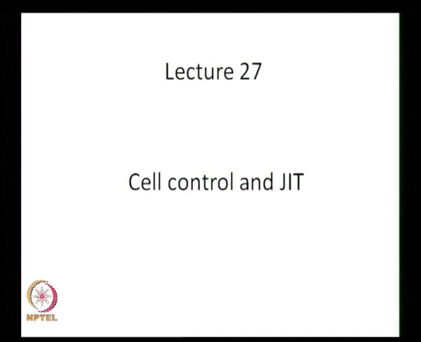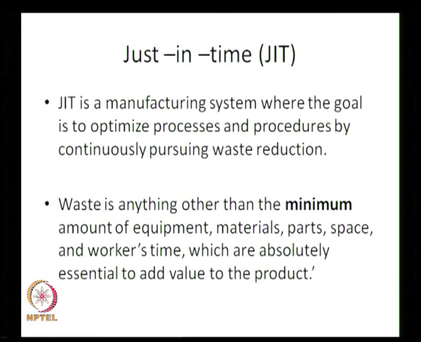In this lecture we continue the discussion on cell control and just in time manufacturing. In the previous lecture we defined just in time manufacturing as a manufacturing system where the goal is to optimize processes and procedures by continuously pursuing waste reduction. The important words in this definition are waste, reduction and continuous. So, the main objective is to reduce or eliminate waste, and we define waste in the next bullet.